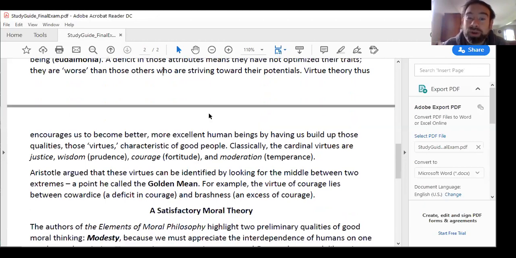Now, one of the ways you can identify those, and again, this was addressed in some of the videos, is by looking at the golden mean between two extremes. So between a deficit in that virtue, like if you don't have enough courage, you are going to behave in a cowardly fashion. You're going to recoil. You're not going to be brave enough to face intimidating circumstances, or you're not going to take any risks. If you have too much courage, it's possible to have an excess of courage. If you go all the way to the other extreme, you're more likely to behave brashly, maybe a little bit foolishly, in a way that could get yourself or other people hurt. You might take too much of a risk.